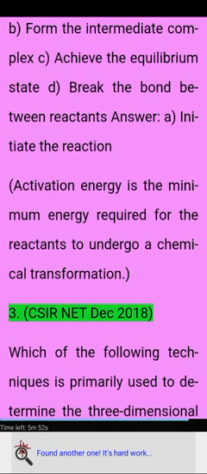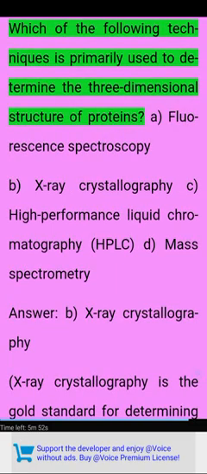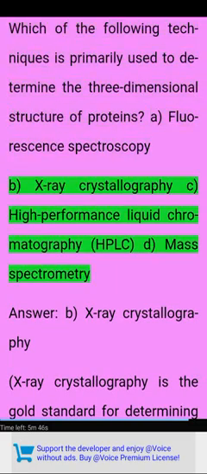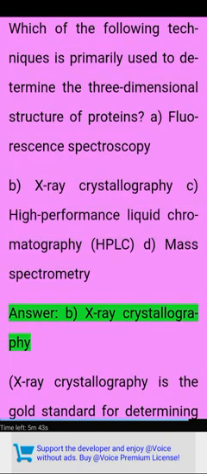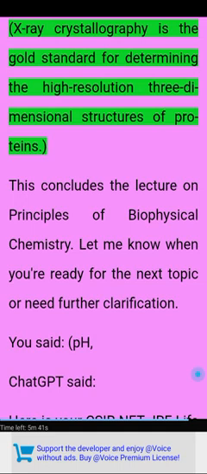3. CSIR NET December 2018. Which of the following techniques is primarily used to determine the three-dimensional structure of proteins? A. Fluorescence spectroscopy. B. X-ray crystallography. C. High-performance liquid chromatography (HPLC). D. Mass spectrometry. Answer: B. X-ray crystallography. X-ray crystallography is the gold standard for determining the high-resolution three-dimensional structures of proteins.